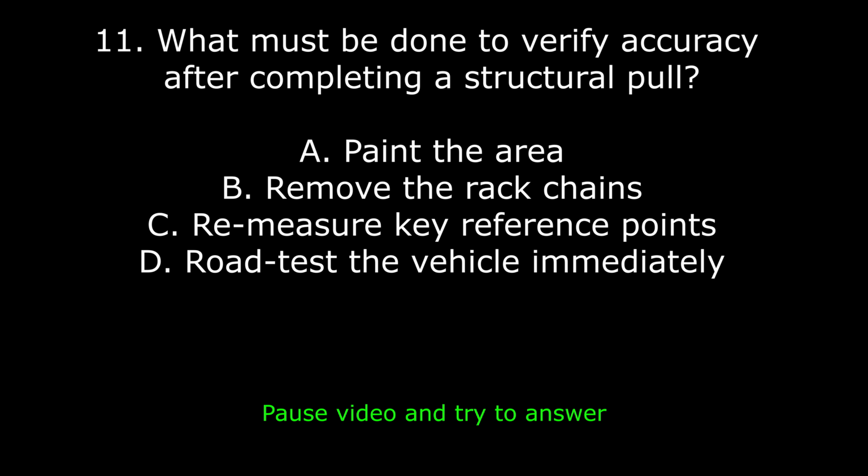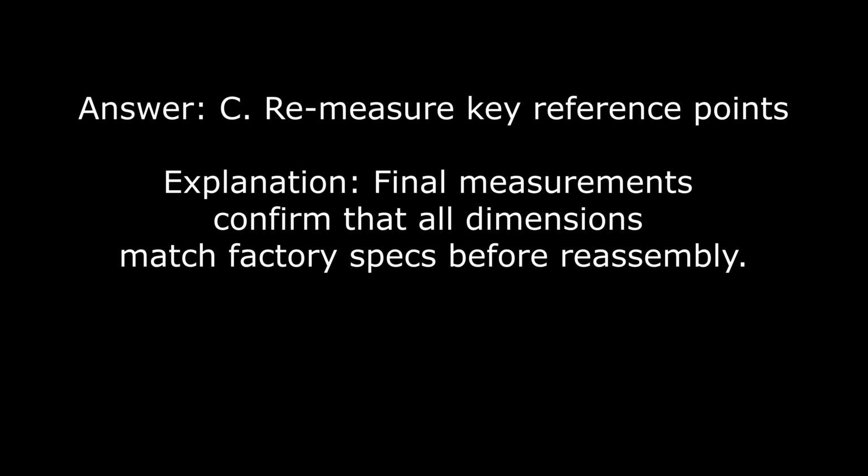11. What must be done to verify accuracy after completing a structural pull? A. Paint the area. B. Remove the rack chains. C. Remeasure key reference points. D. Road test the vehicle immediately. Answer: C. Remeasure key reference points. Explanation: final measurements confirm that all dimensions match factory specs before reassembly.